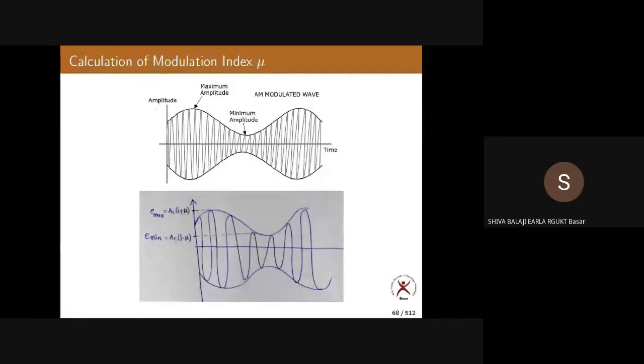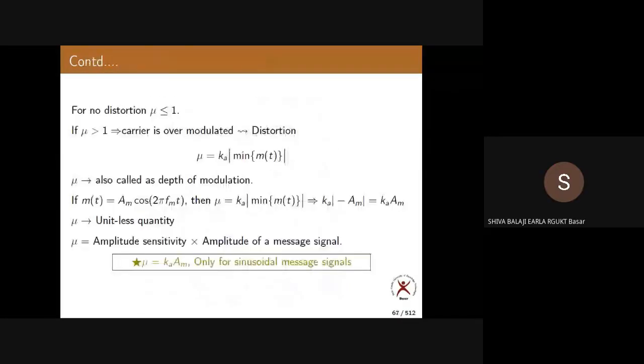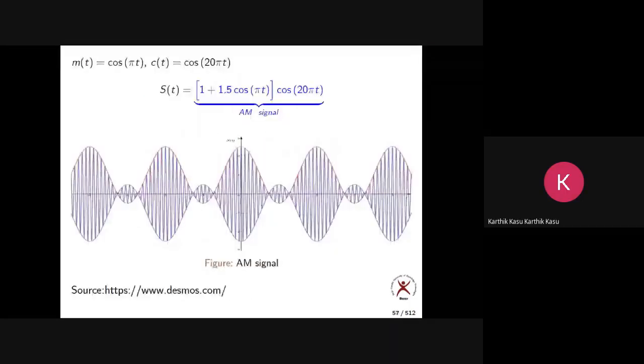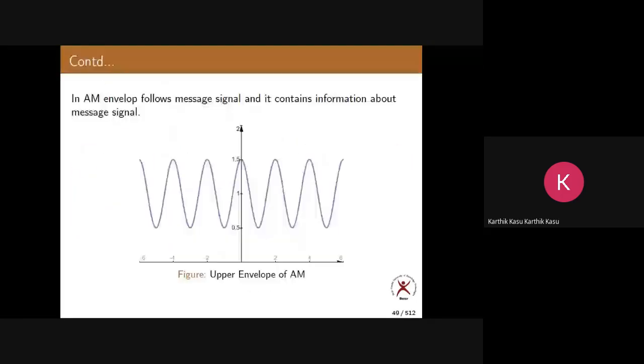Sir, why the minimum of m of t? For calculation of modulation index, why do we consider the minimum of m of t? Yeah. The reason is, let's go back to this.